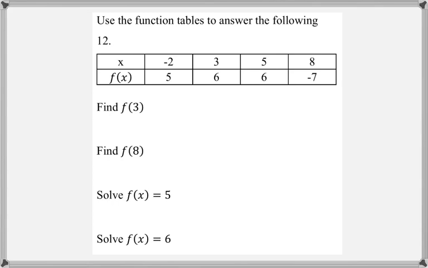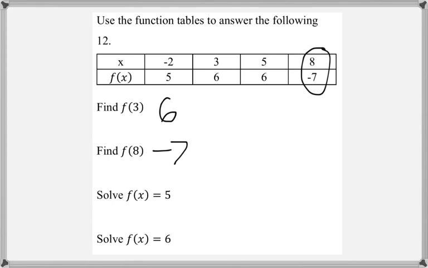So when we were doing it with equations, we plugged in 3 to the equation and we got something else out. With a table, you plug in 3 and the output would be the f of x, or the 6. So you're basically just reading the table here. And that will be 6. For f of 8, you would read that part of the table, and it's -7.